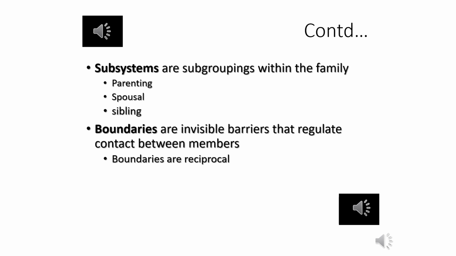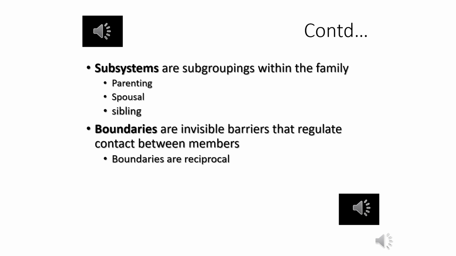Boundaries are invisible barriers that regulate contact between the members. They may be diffused, too weak, or too close, which we call enmeshed, or rigid, with too much fortified barriers around them, or completely disengaged from each other. Additionally, boundaries are reciprocal in nature. That means that a weak boundary, that is enmeshed in one relationship, usually means that the same person is disengaged from someone else in the family.